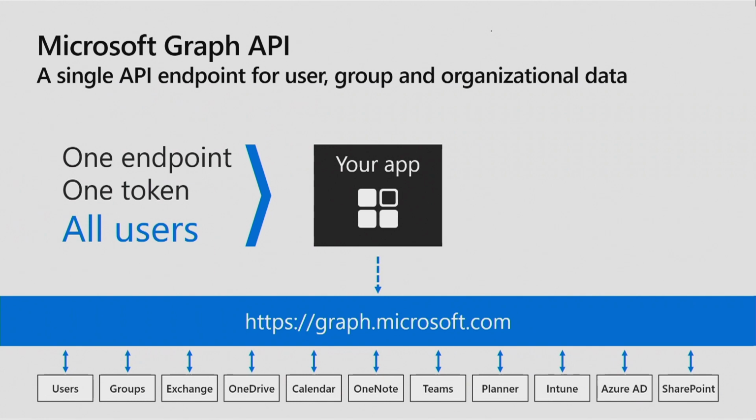This is a transactional API. It's a single endpoint, graph.microsoft.com, and then you access it with one authentication token.